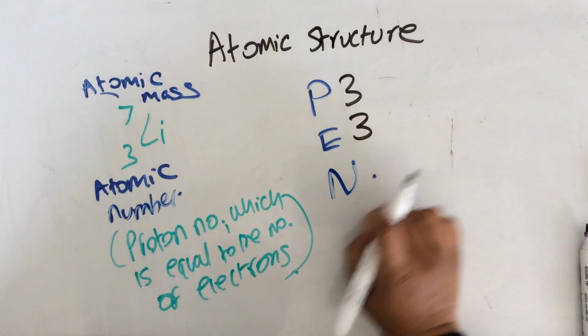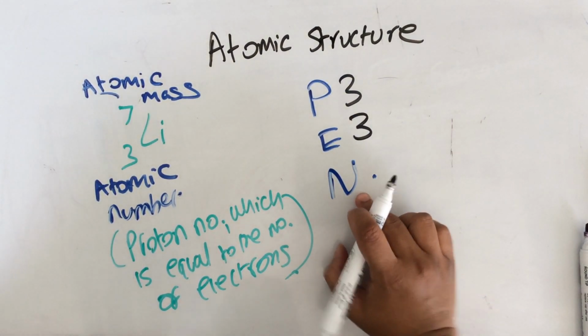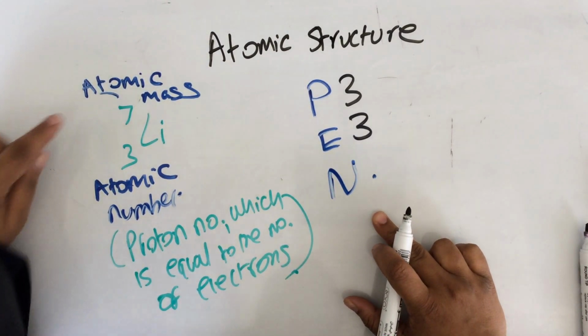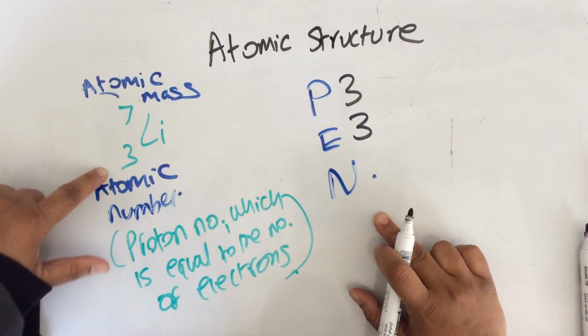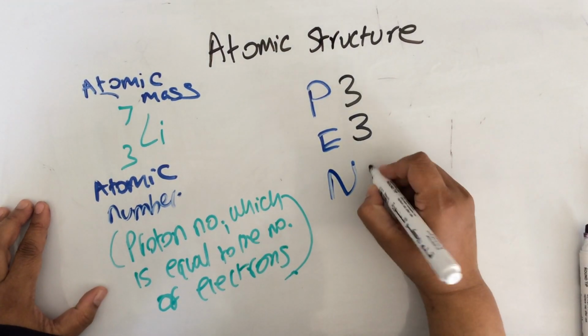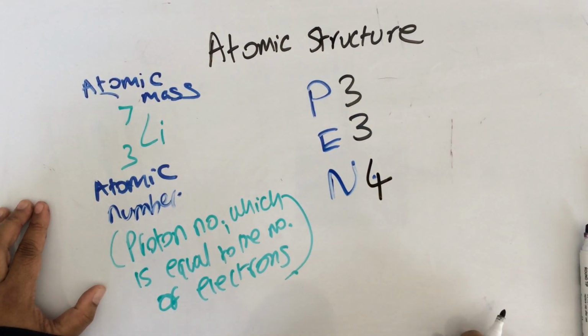So how do we work out the neutrons? To work out the neutrons, you minus the atomic number from the atomic mass, so 7 minus 3, that will give you 4. So that is the neutron number.